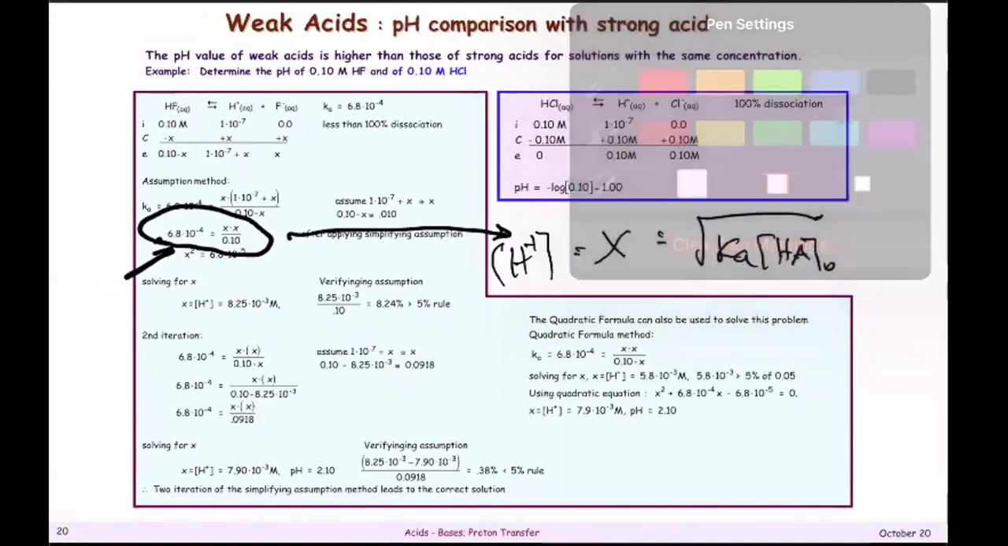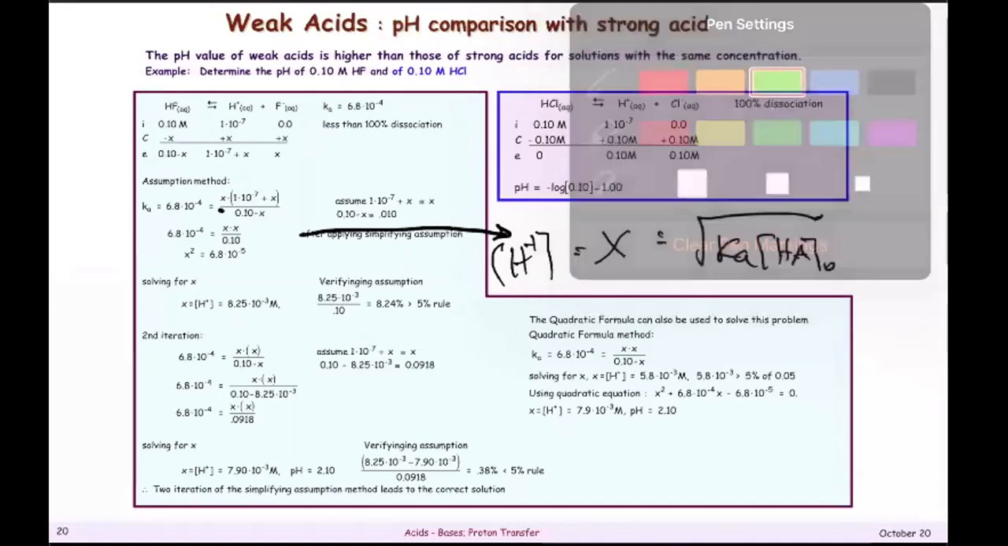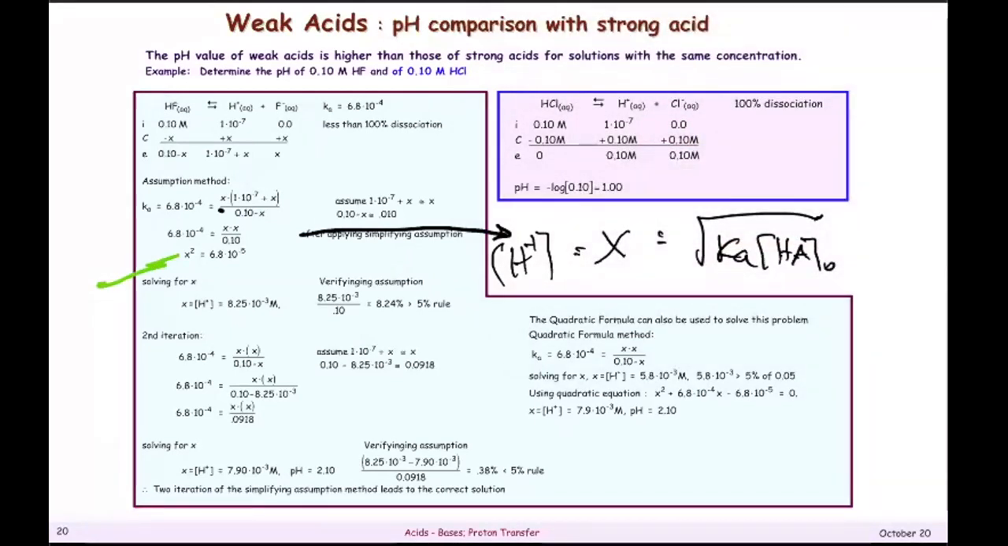Let me erase that. X squared equals 0.1, which is the initial HA concentration, times 6.8 times 10 to the minus 4, which is Ka. The fact that you have a square here means you have to take the square root, and that equals the x.